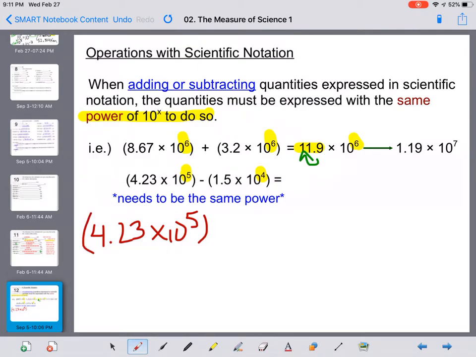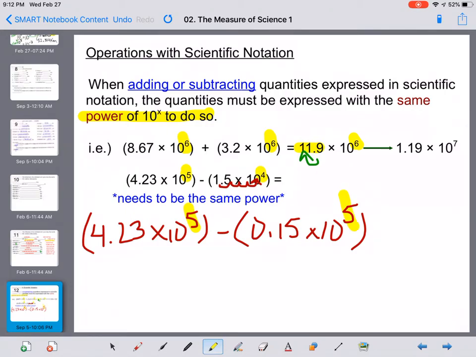And we're going to subtract. Now, if I had that 1.5 times 10 to the 4, that 4 means that this decimal is going to jump to the right 4 places. So if I actually moved it one spot to the left, that would make it 0.15 times 10 to the 5. It's not in proper scientific notation, but it will help with this problem because now they're the same power.